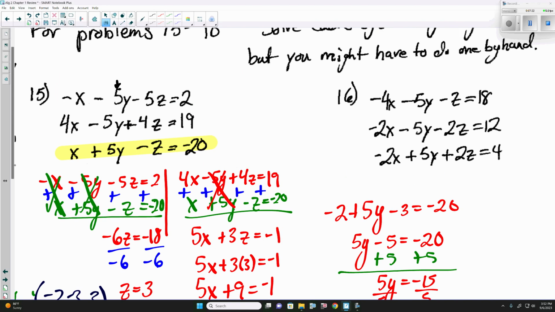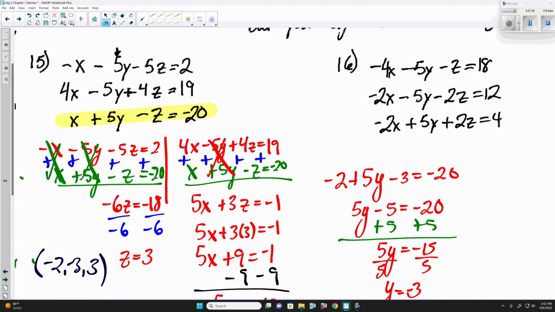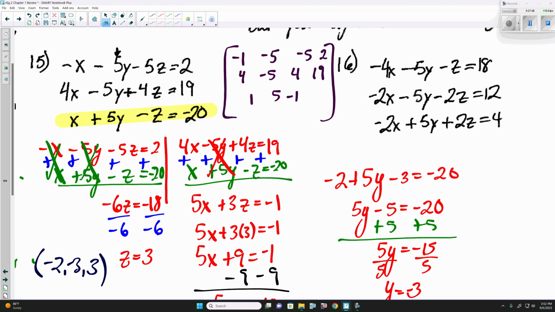And that's it. Now the other way we could have done this is with systems, or using the calculator to solve. And if we did that, the first thing we can do is write the augmented matrix. There's the augmented matrix for this here. It'd be negative 1, negative 5, negative 5, 2. And we have 4, negative 5, 4, 19, 1, 5, negative 1, negative 20. Now this is indeed a 3 by 4, because we have 3 rows and 4 columns.